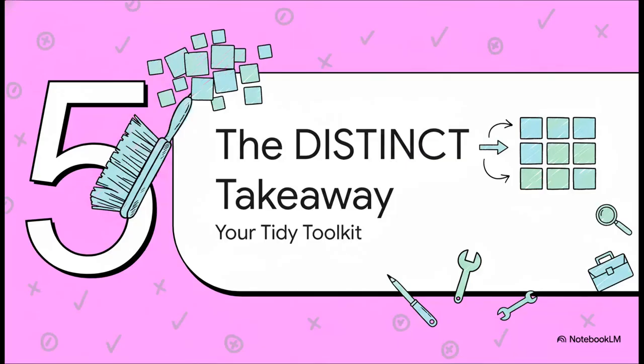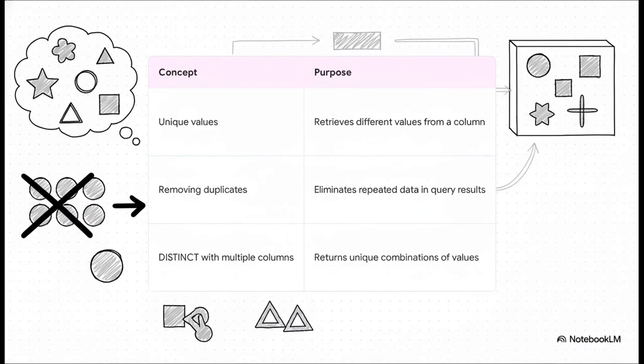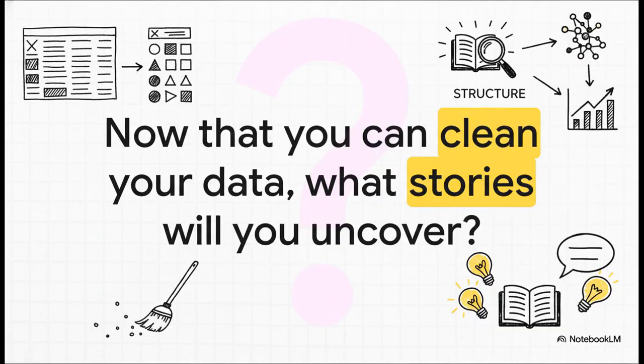All right, let's bring it all home and wrap this up with the key takeaway. You should really think of distinct as a must-have tool in your data tidying toolkit. So let's recap. At its heart, distinct is all about finding unique values. Its main job is to get rid of all those annoying duplicates in your results. And don't forget, you can use it on multiple columns to find unique combinations. It is your go-to command anytime you need to clean up your query results and see only the unique essential information. And that's pretty much it.